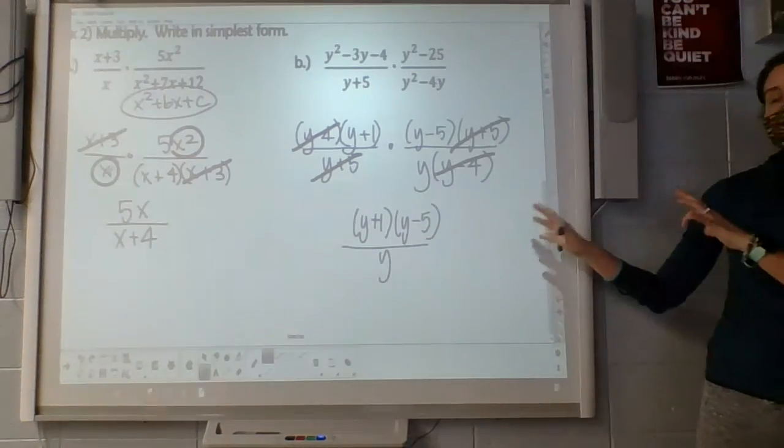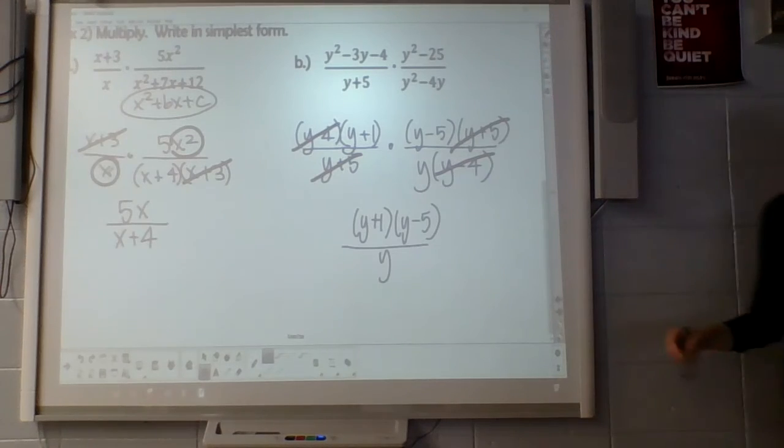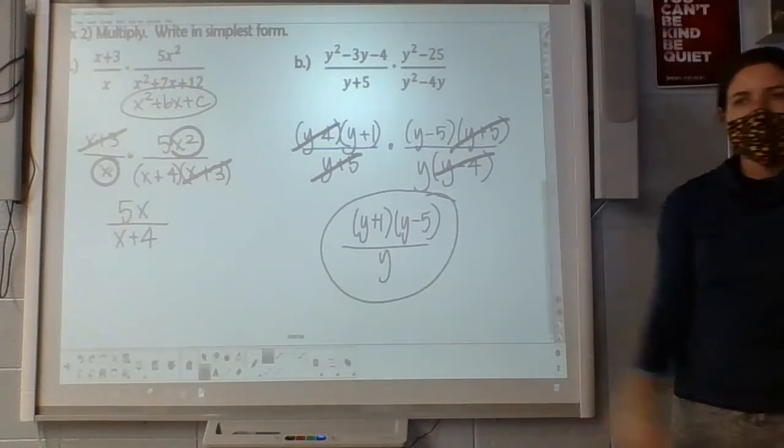And then I wouldn't FOIL that top. As much as you're like, oh, can I do that? Would that be helpful? This is fine. You can leave it this way. If you're dying to FOIL that top, you can. Yeah, that's as simple as it gets.